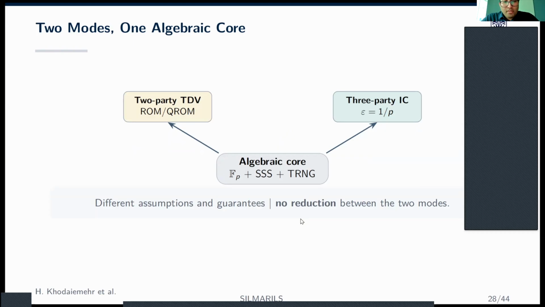Okay, zooming out, you will see here one algebraic core and two wrappers around it. So two-party TDV under ROM and QROM, and three-party information checking with error 1 over P. And we don't want to prove a reduction between these two modes. You choose the one that fits your trust boundary, and that completes our construction. So the next comes security, where this TDV often surprises people.